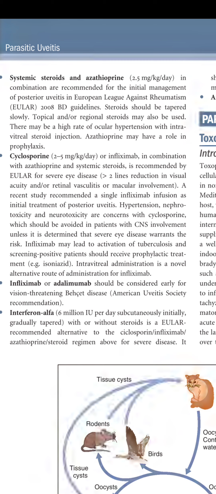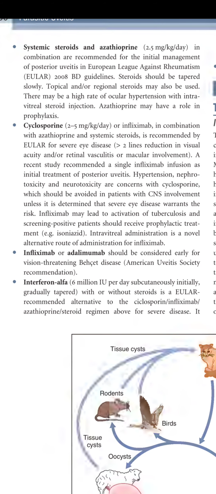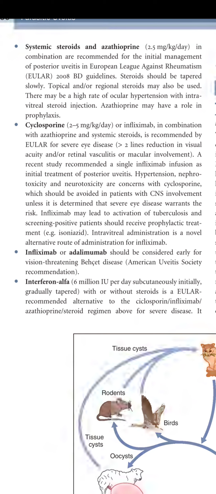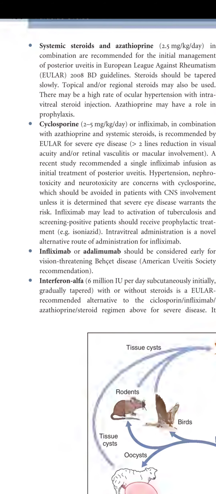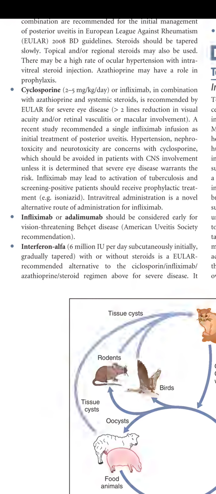Hypertension, nephrotoxicity, and neurotoxicity are concerns with cyclosporin, which should be avoided in patients with CNS involvement unless it is determined that severe eye disease warrants the risk. Infliximab may lead to the activation of tuberculosis, and screening positive patients should receive prophylactic isoniazid. So infliximab is related to activation of TB, and if there is a positive patient, you can give prophylactic isoniazid. Intravitreal administration is a novel alternative route of administration for infliximab. So this is a new treatment for Behçet disease: intravitreal infliximab.